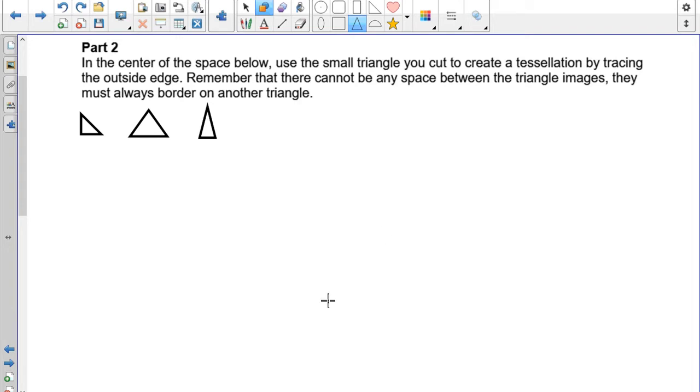Okay, now draw it in the middle, and then create a tessellation out of it. See if you can arrange it so there's no gaps. So pause the recording and do that.